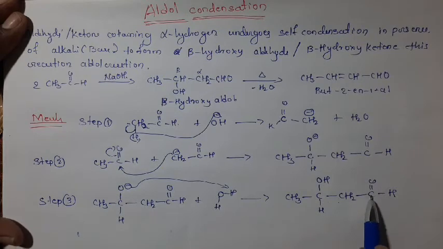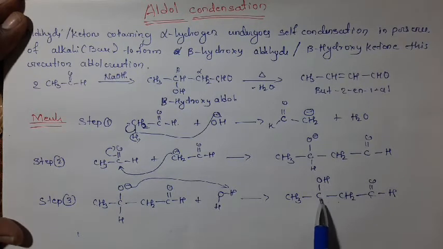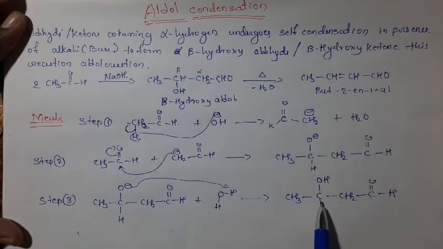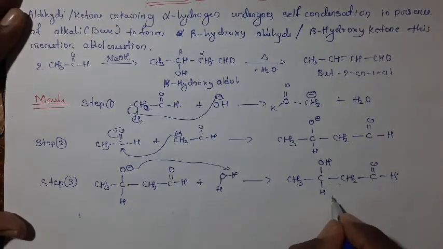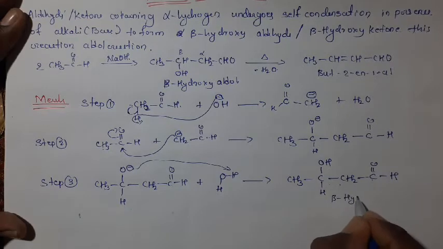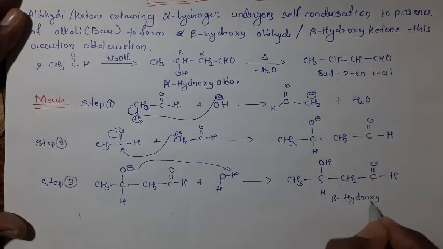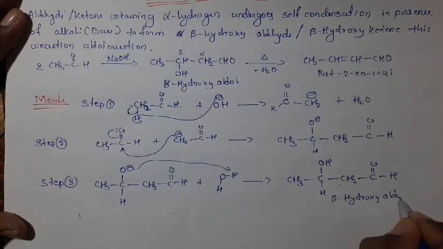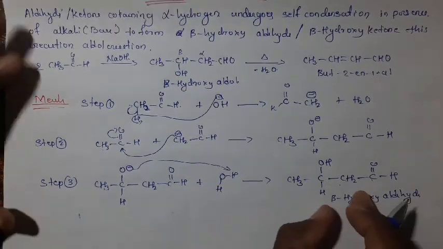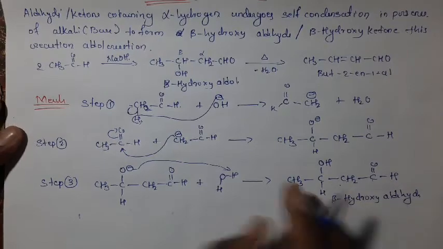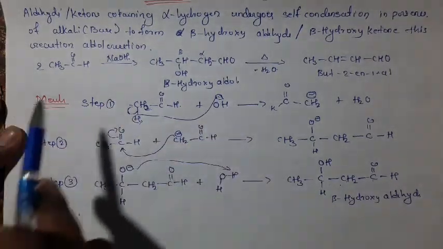This is the carbonyl carbon. The next carbon is the alpha carbon, and this is the beta carbon. To the beta carbon the OH group is attached, hence it is called beta hydroxy aldehyde. This is our aldol product.